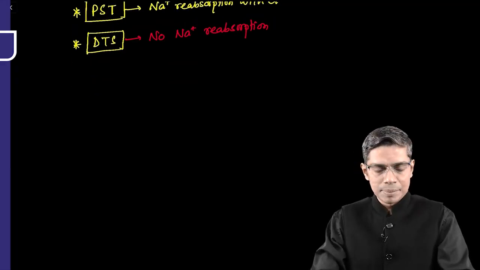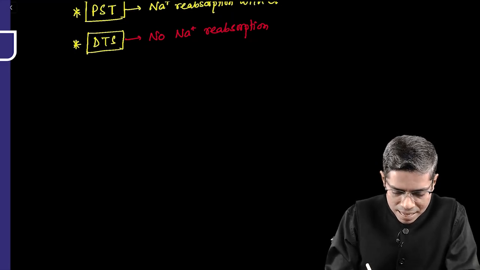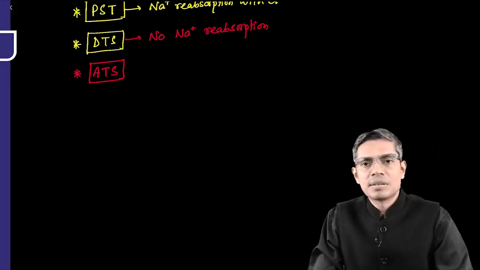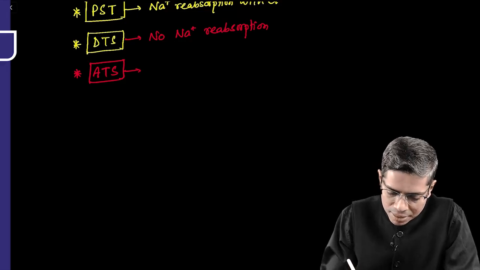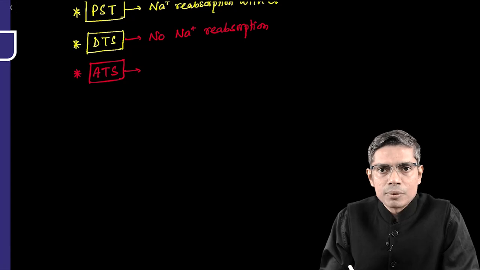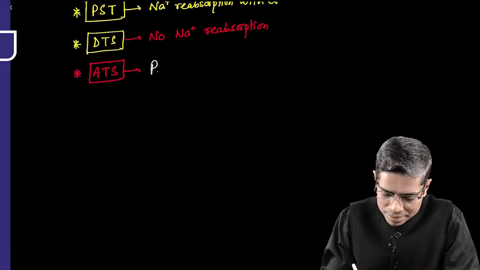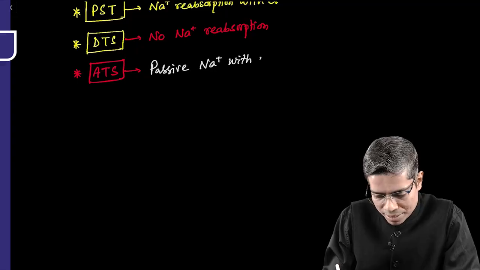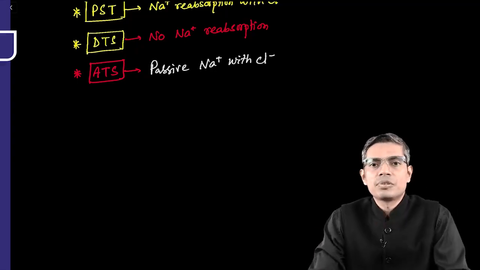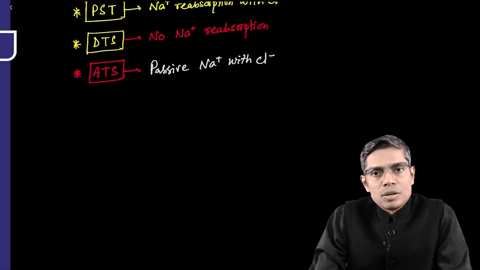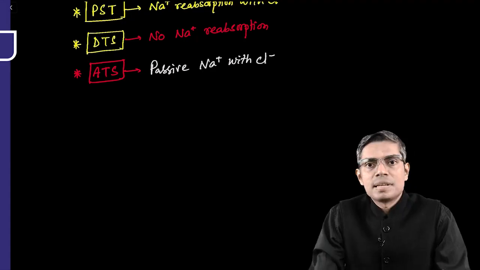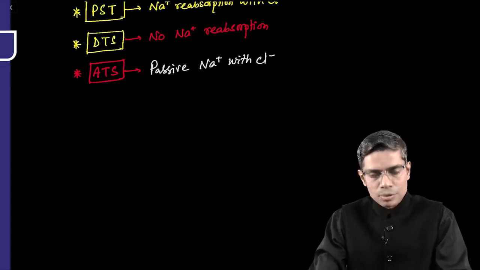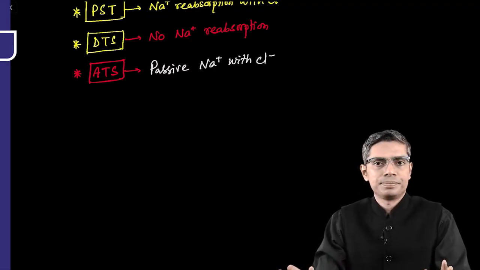Then after the descending thin segment, there is the ATS, that is the ascending thin segment of the loop of Henle. This part of the nephron is specially present at the level of the juxtamedullary type of nephron, and I told you already that this is the part of the nephron where sodium absorption is only and only passive. So passive reabsorption of sodium along with chloride. Passive reabsorption means how is this reabsorption going to happen? In the paracellular pathway, not through the cell membrane, not through the transcellular route. It is going to happen through the paracellular pathway, right?